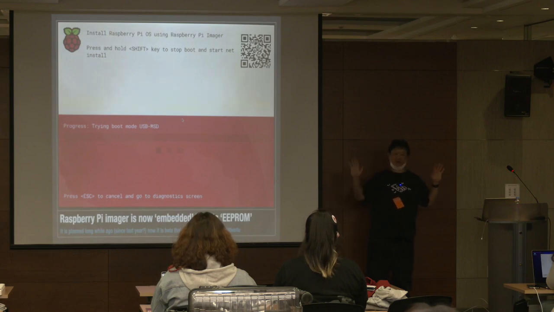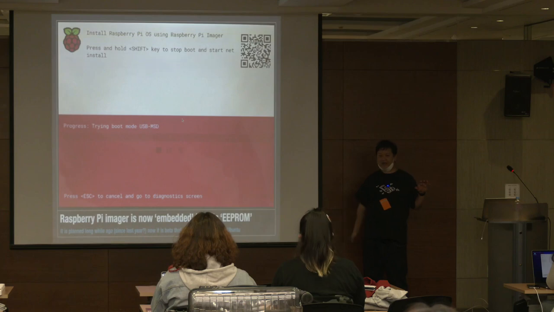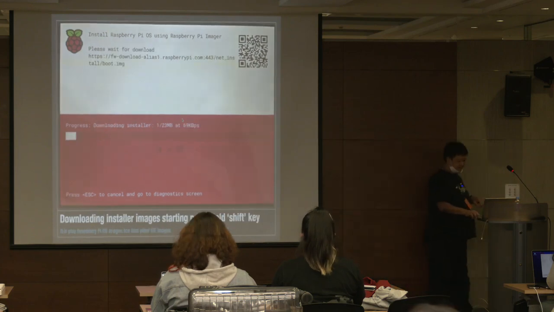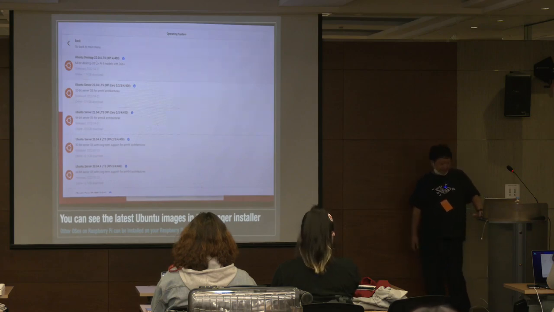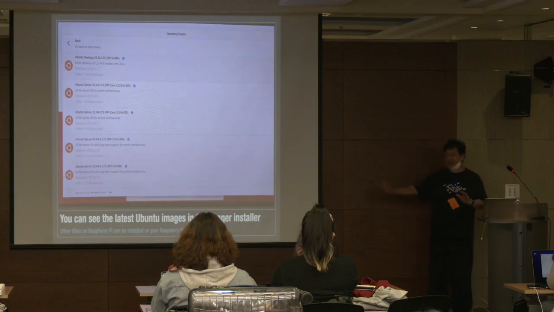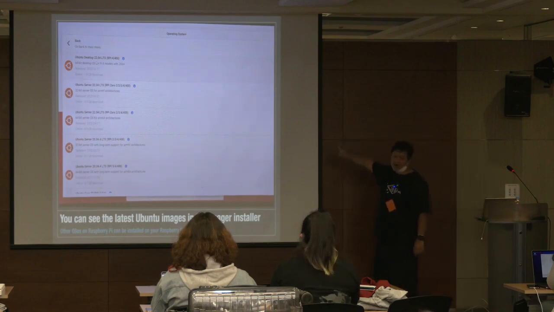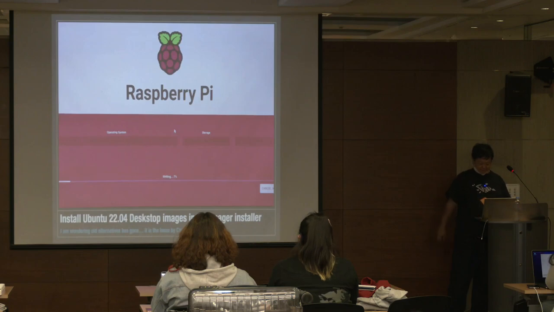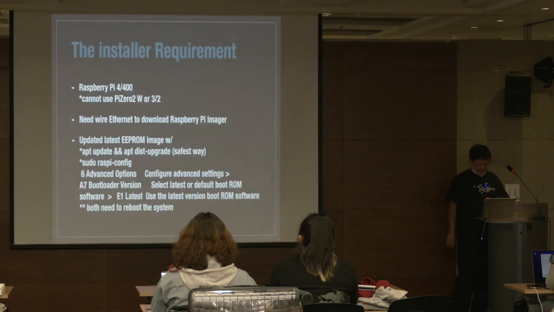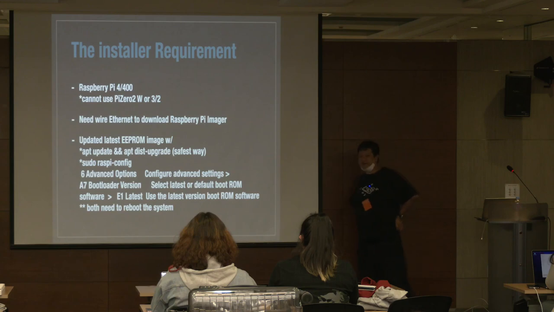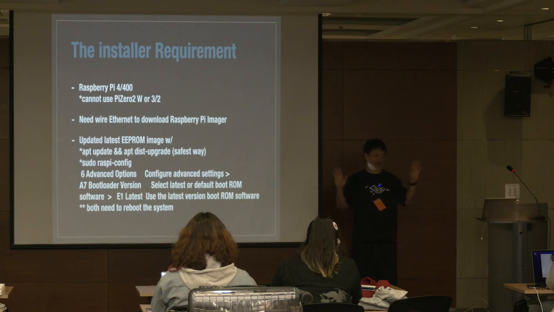And now, on the PC, you can install the OS over the network on the Raspberry Pi 4 or Raspberry Pi 400. It is very easy to install. And not only Raspberry Pi OS images, but you can also install Ubuntu in a network install. Some ask whether Ubuntu works well on the Raspberry Pi, and the answer is yes.